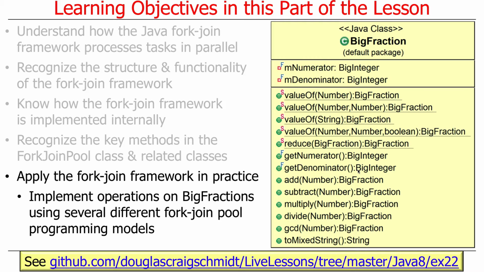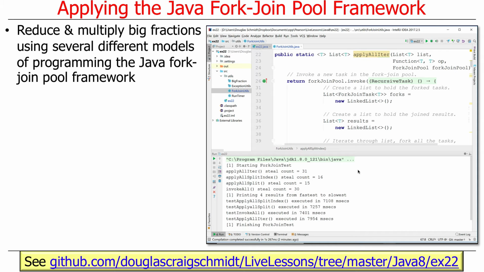A big fraction is essentially an arbitrary precision fraction class that will be able to have numerators and denominators that are so-called big integers, so they can be arbitrarily large. And there's various operations here to convert numbers into big fractions, convert strings into big fractions, to reduce a big fraction, subtract, add, multiply, divide, compute the GCD, et cetera, of a big fraction. So there's lots of things you can do with big fractions. And this, again, is kind of what the code looks like.